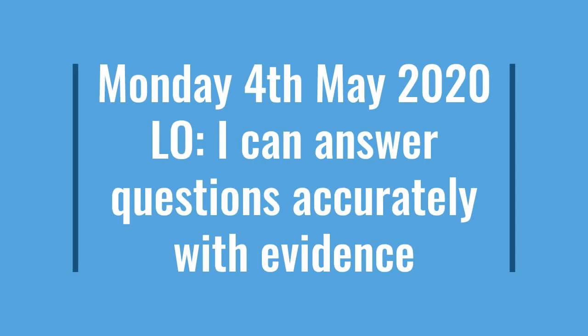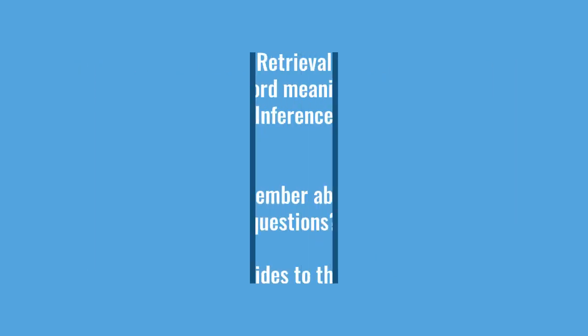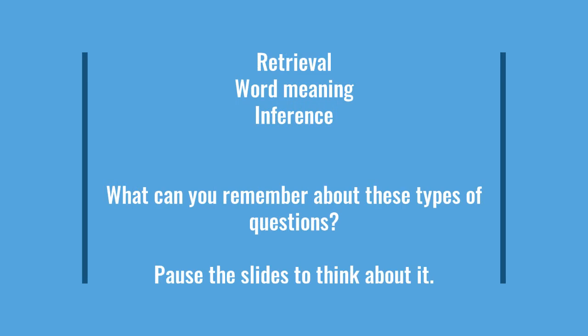So today, on Monday, the 4th of May, we're going to be answering questions accurately and making sure we're using evidence from the text that we're reading. In class, we focused particularly on 3 different types of questions: retrieval, word meaning, and inference. I wonder what you can remember about those types of questions. Pause the slides and have a little think.